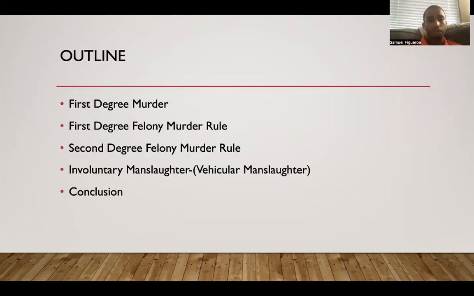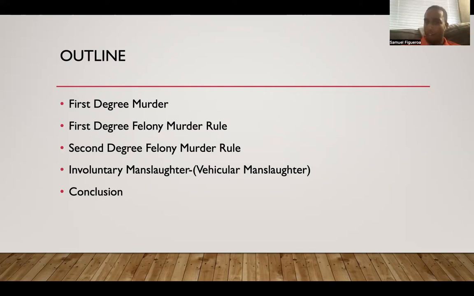Our outline is this. We're going to first go through first degree murder, first degree felony murder, second degree felony murder, and involuntary manslaughter, which will be a segue into vehicular manslaughter, and then we'll finally conclude. So this is very straightforward. This is not really too complicated.